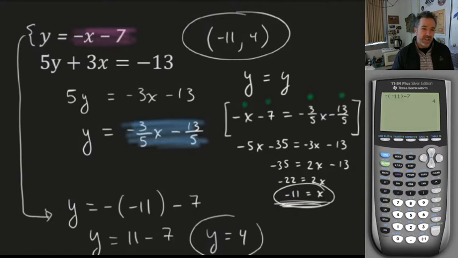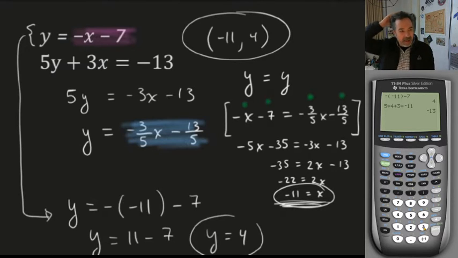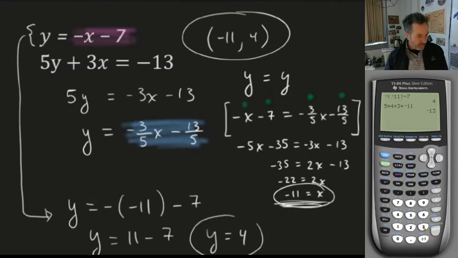The other equation, let's check it. It says 5 times y. Okay, y is 4. So 5 times 4 plus 3 times, and I'm going to hit the negative button down here, 3 times negative 11. And when I press enter, you'll see, it gave me negative 13. So that point, negative 11, 4 is the solution.